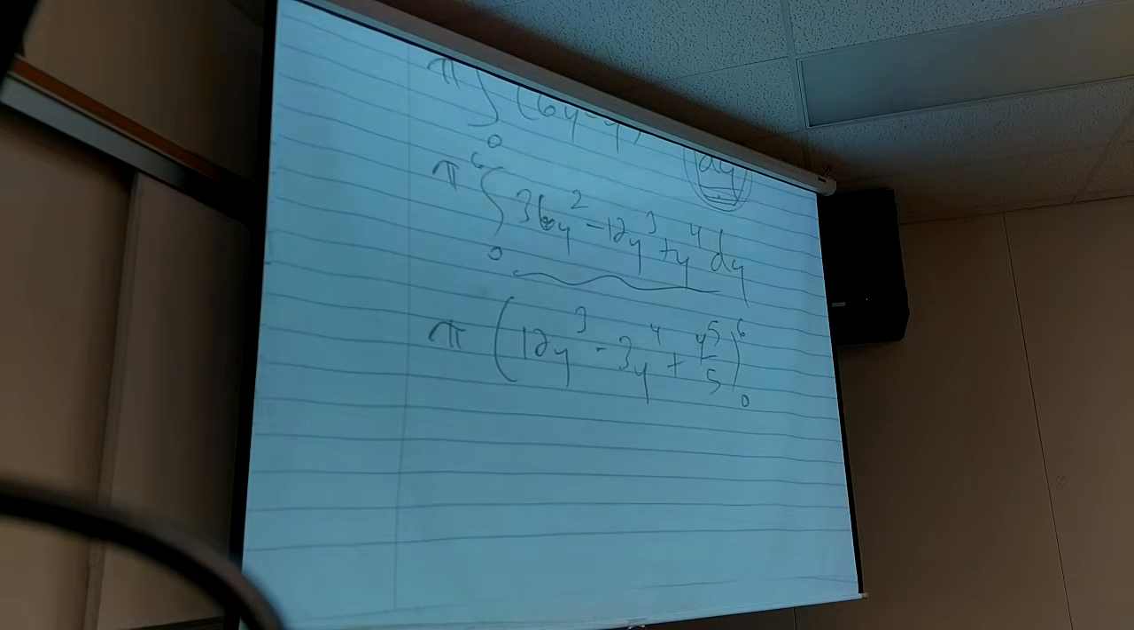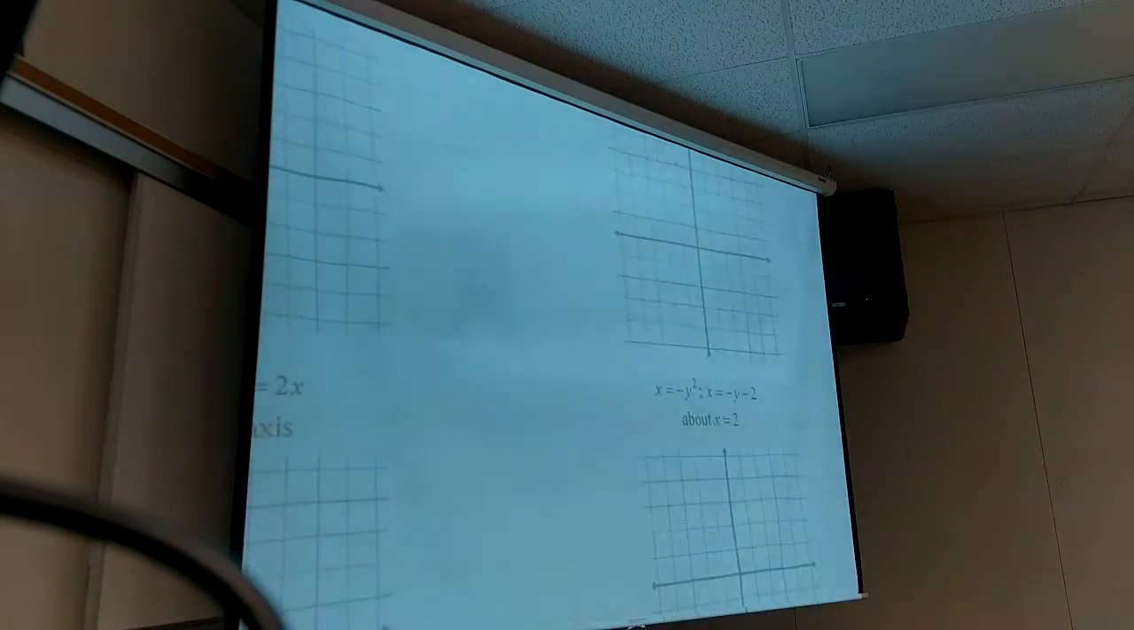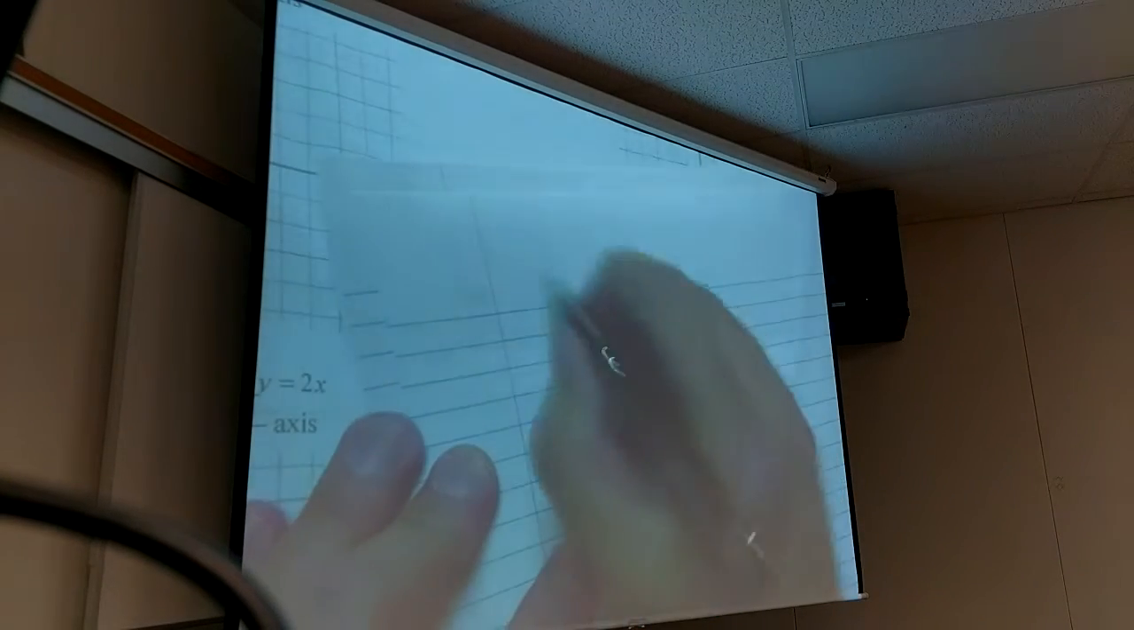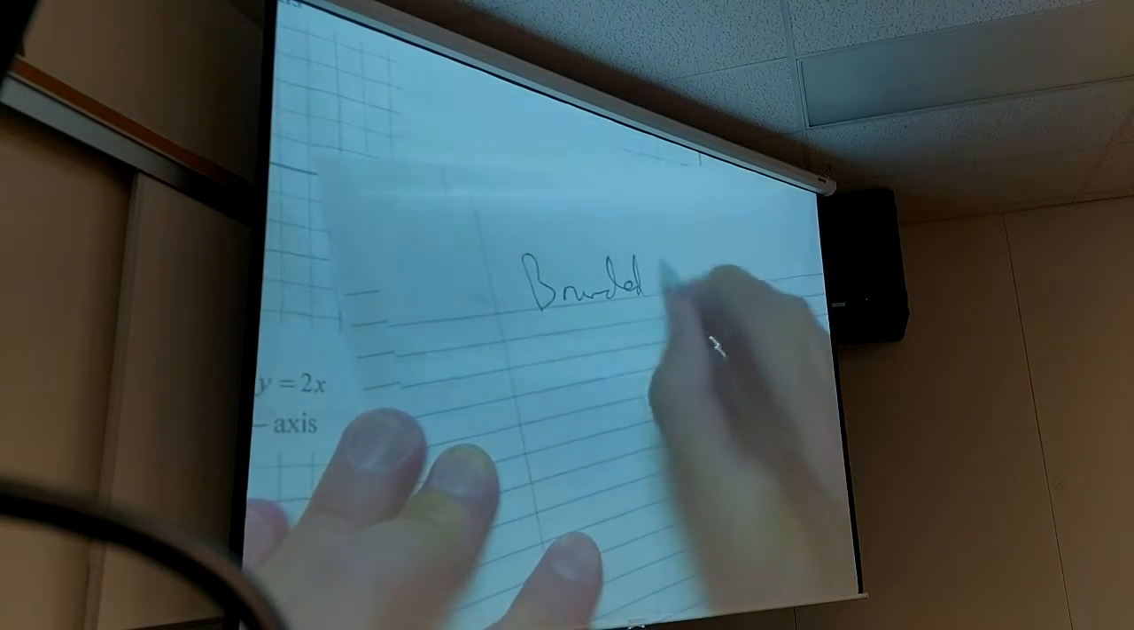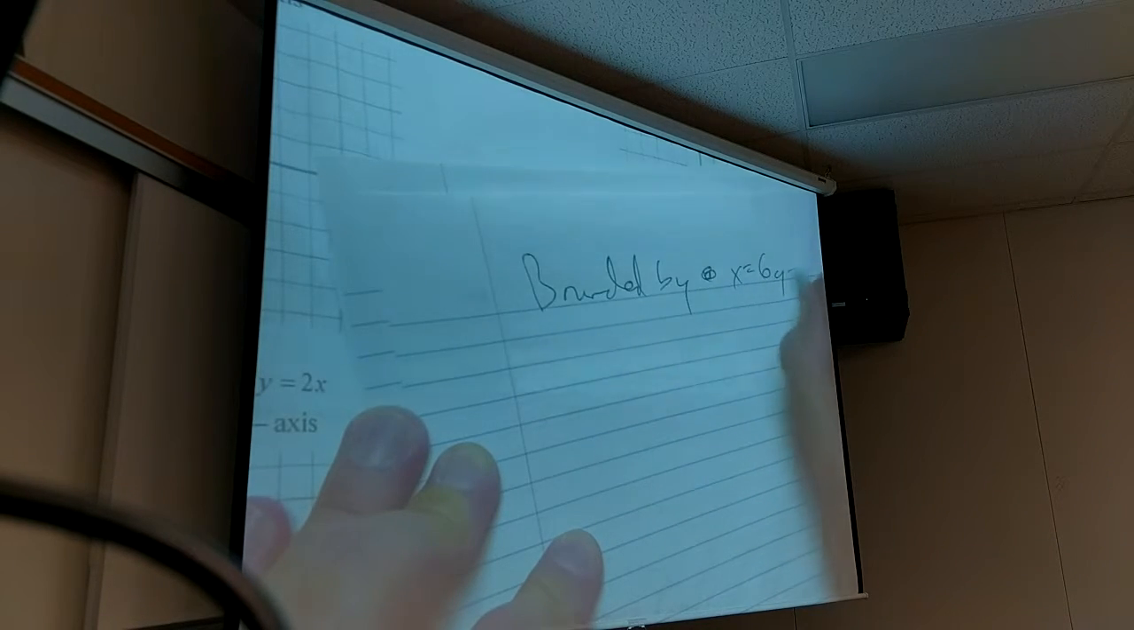How are we doing so far, you guys? So this is kind of a review of what we did last time. Now let me make one little change to the problem and see what that does to us. So it's going to be fundamentally the same problem, but let me make one little change. So it's still going to be bounded by x equals 6y minus y squared and x equals 0. Same region we're talking about.